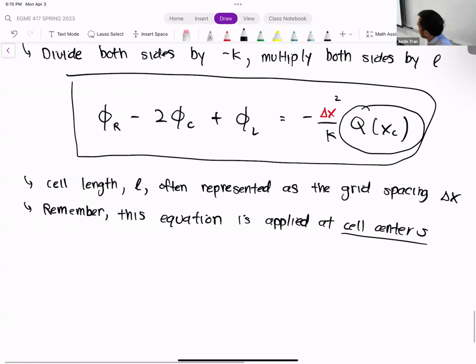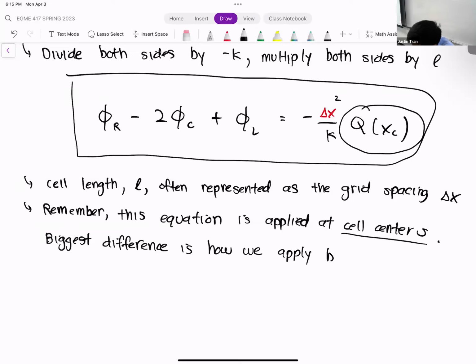But the other big difference is that because we're at the cell centers, it's going to change the way that we apply our boundary conditions. And unfortunately, it's going to make applying the boundary conditions a bit more difficult. Because now those cell centers are not going to be on the boundaries. So unlike finite differences, where our boundary conditions became equations, now our boundary conditions are going to modify this equation.